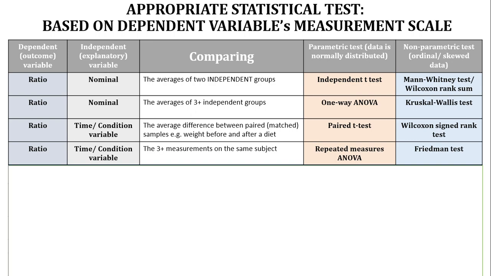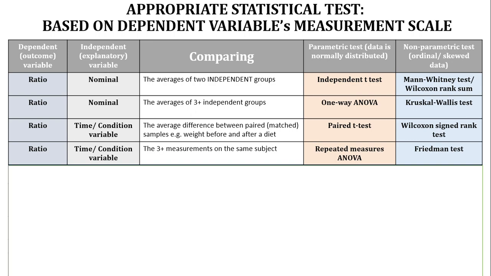Further, if your dependent variable is a ratio scale variable and your independent is a nominal scale variable, and you have 3 or more groups, then you may use one-way ANOVA if your data is normally distributed, and if your data is not normally distributed, then you may use the Kruskal-Wallis test.